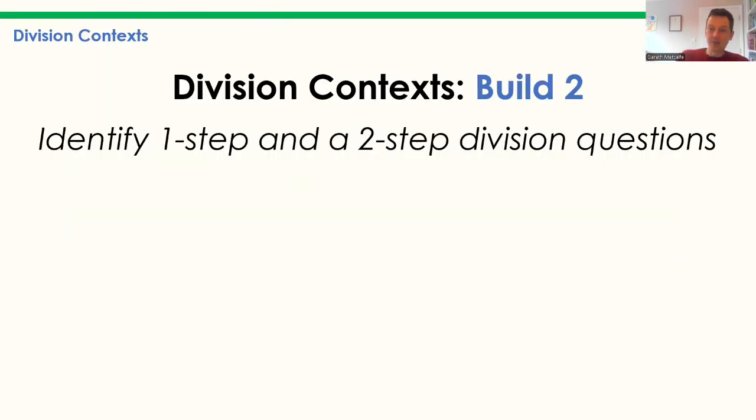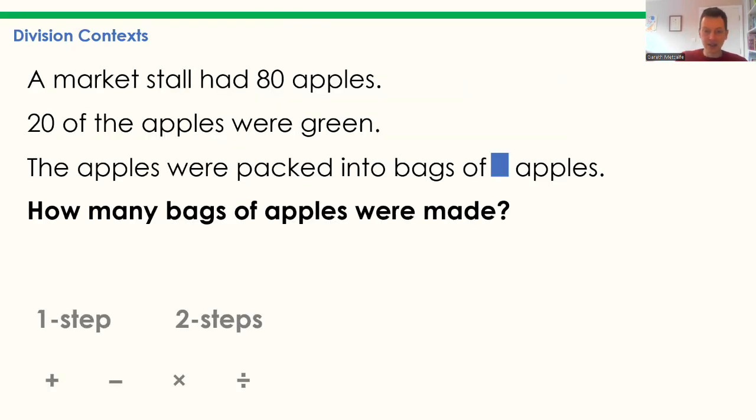And that then leads us into Build 2, which is, again, the next whole class interactive teaching element. We have a look at these questions, and the children have to think, is this a 1-step question or a 2-step question? A market stall had 80 apples, 20 of the apples were green. The apples were packed in bags of apples. We see that's a 1-step, and it's a division.